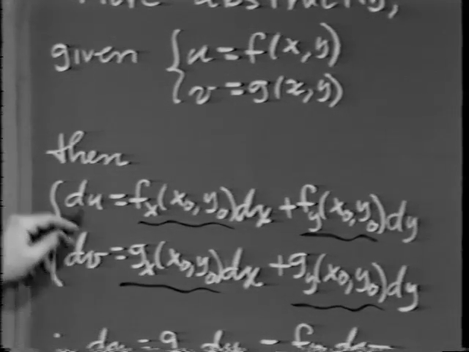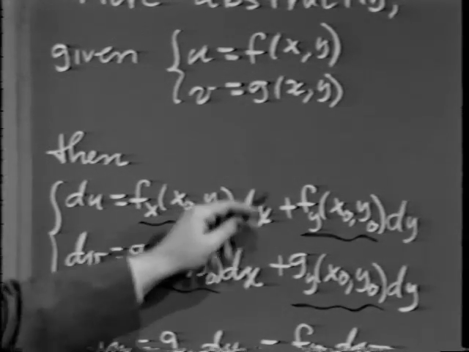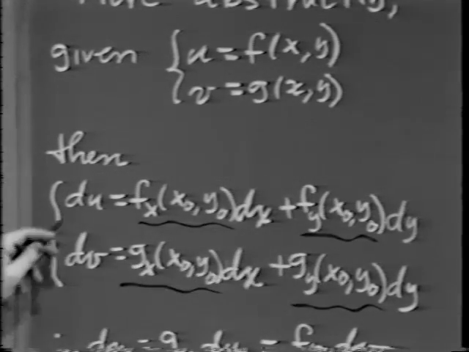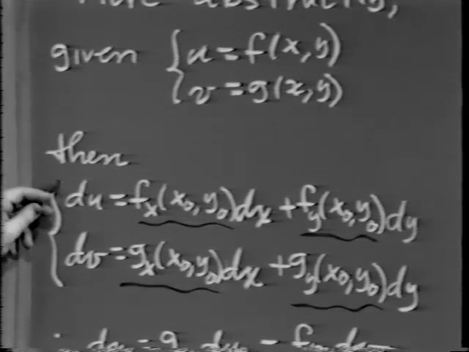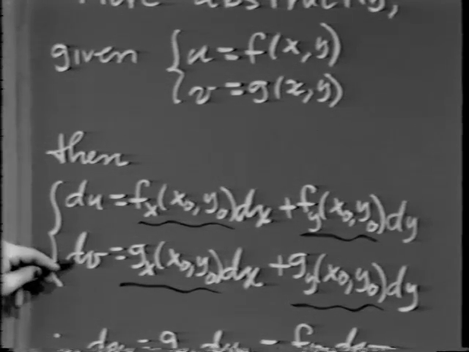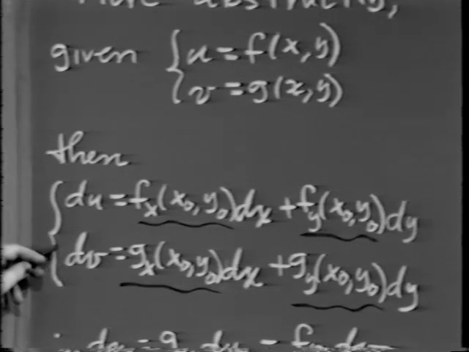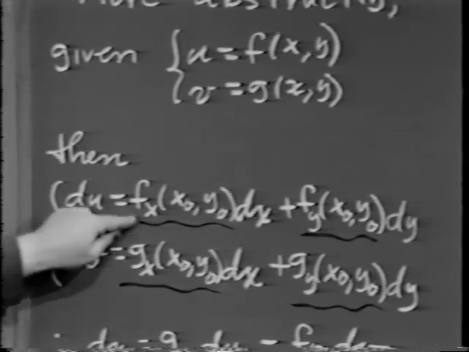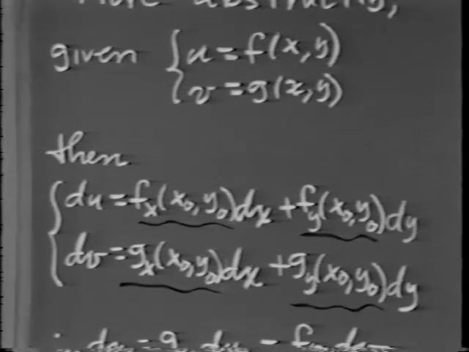So this is what? A linear system. We have du is a constant times dx plus a constant times dy. dv is a constant times dx plus a constant times dy. Again, to make a long story short, I can solve for dx in terms of du and dv, and I can solve for dy in terms of du and dv, provided what? That my matrix of coefficients does not have its determinant equal to 0.